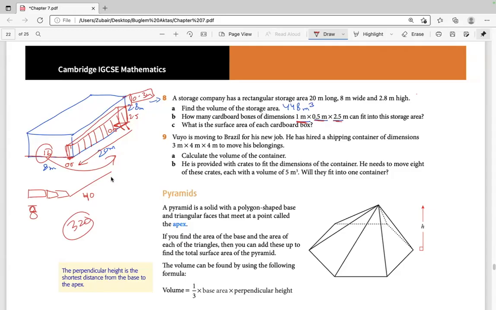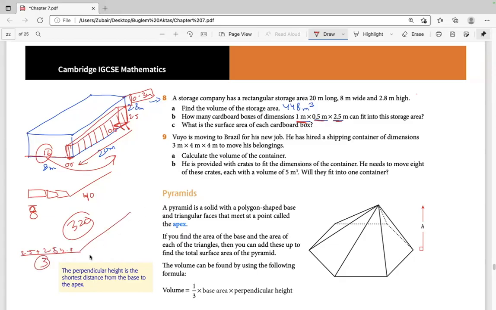If we would try to fit it the other way around, like the 2.5, we will never fit the 2.5 in the direction of 8, because 2.5 is 5, and then 2.5 again is 7.5. It will waste 0.5 meters. So that is 7.5. If we place it that way, this is going to be 3 plus 2.5 plus 2.5 plus 2.5, so 3 boxes this way.